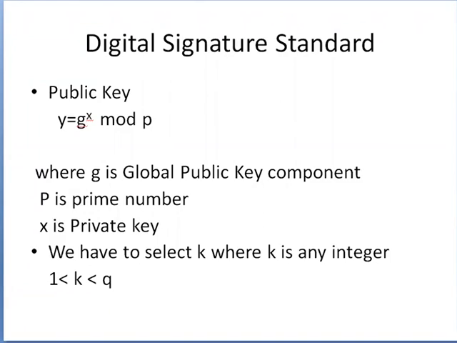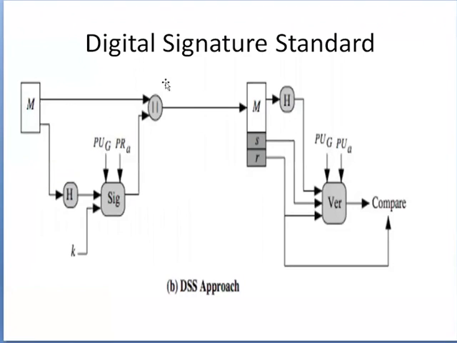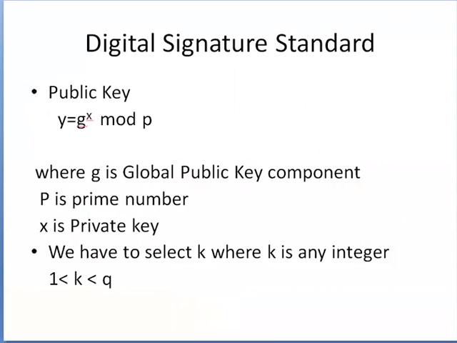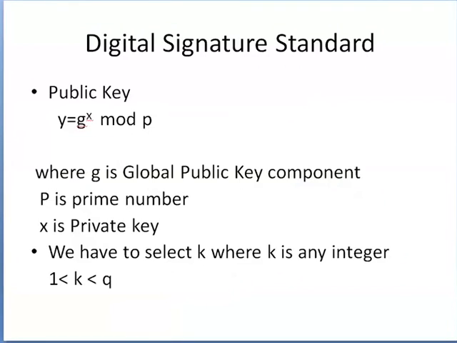Now here is the digital signature standard. See here, we again derived all those things: the public key, the private key, and the global public key component. Now here what we have to check is the signature function. How we are going to calculate the signature function, that is what we are going to check.